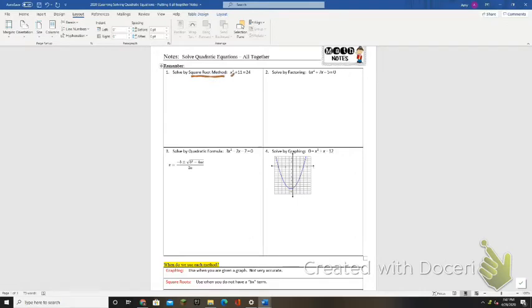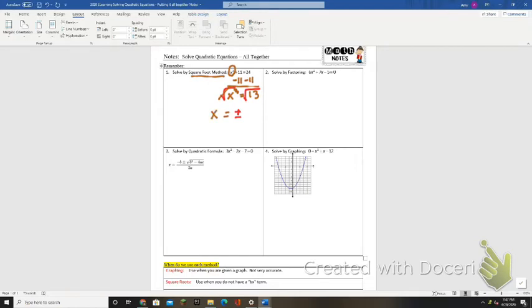So the squared term is the x squared, so we're going to get it by itself by subtracting 11 from both sides. That gives us x squared equals 13, and we're going to take the square root of both sides. The only time you can use this method is when you do not have a b term. When you use this method, you have to remember to put plus or minus in your answer. So those are some key things to remember. The square root cancels out the squared, so you're just left with x.